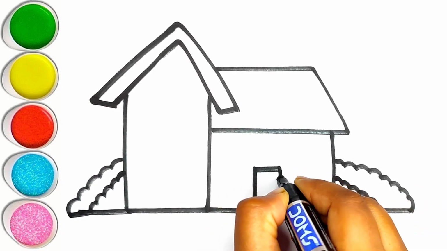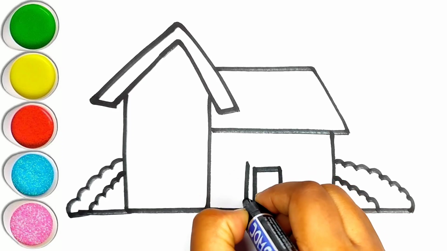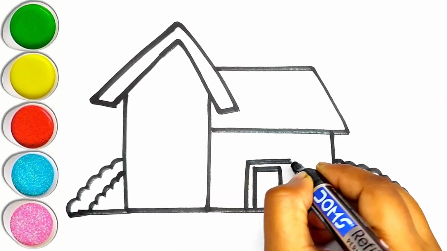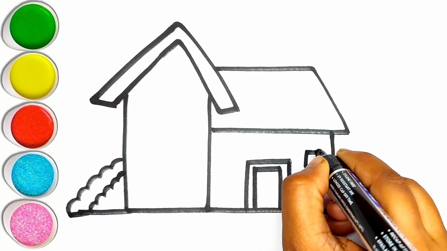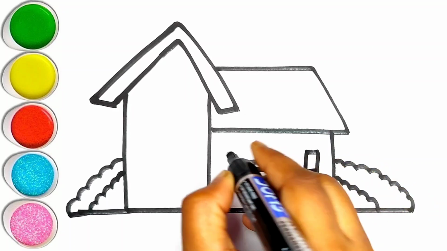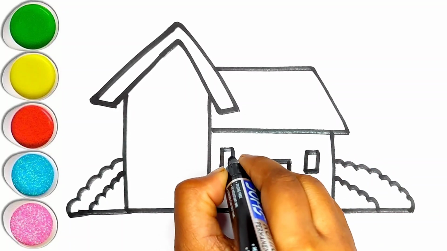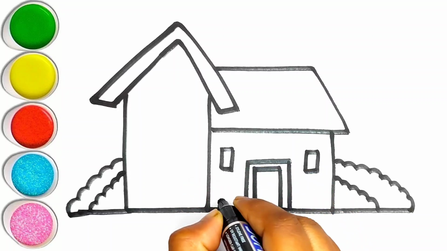This is the door of this house. We draw in parallel. Here is the window. This is the window of the house.